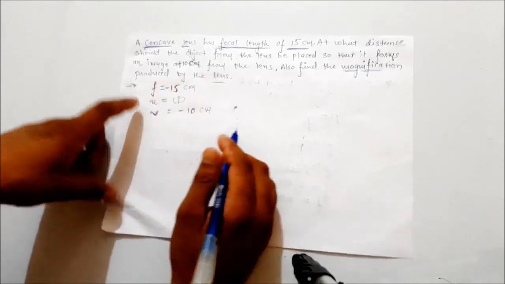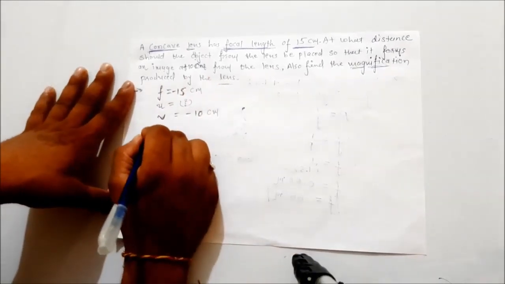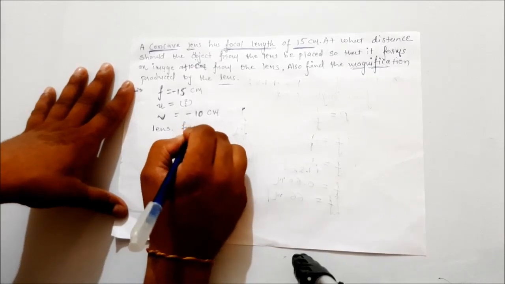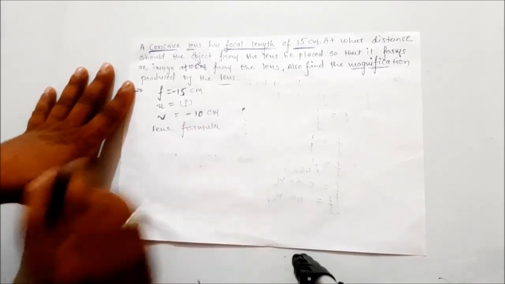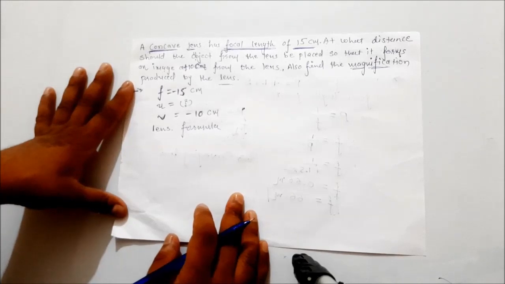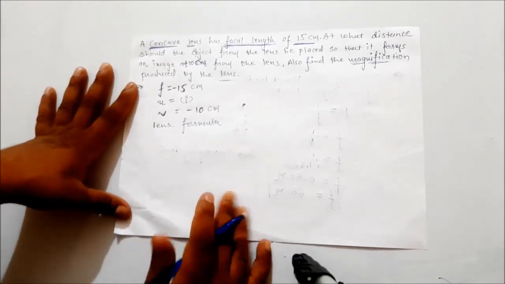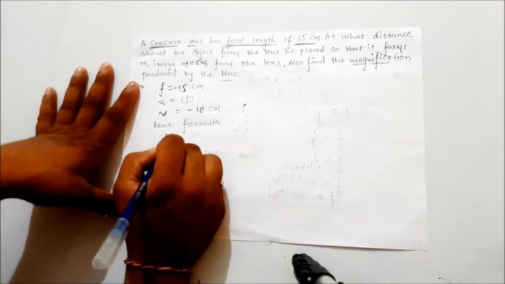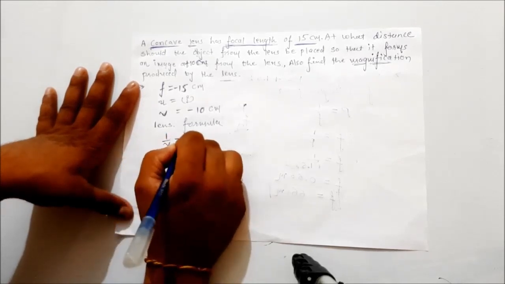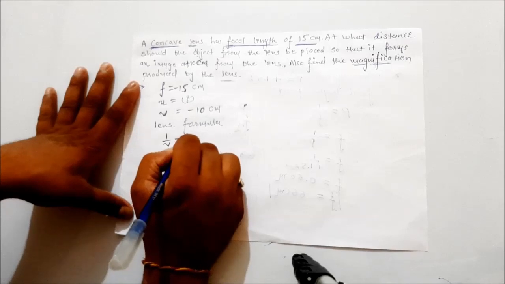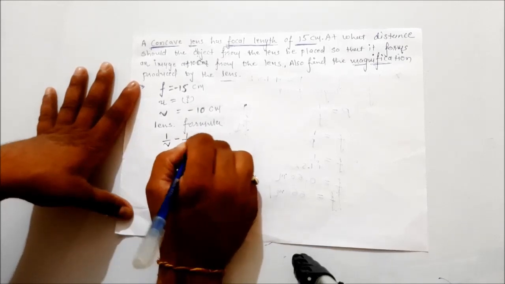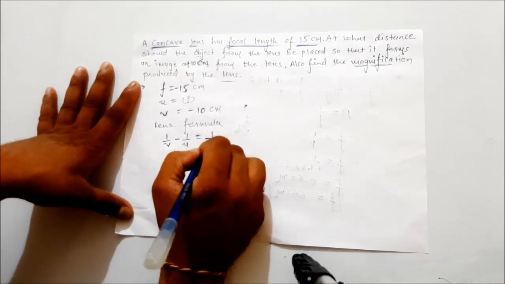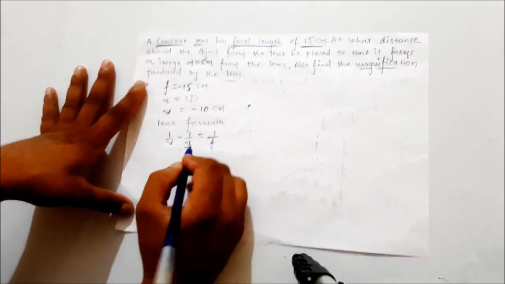Okay, let's try. First of all, we have a lens, so we will use the lens formula, and according to the lens formula, it will be 1 over v minus 1 upon u is equal to 1 upon f. We have to find the value of u.